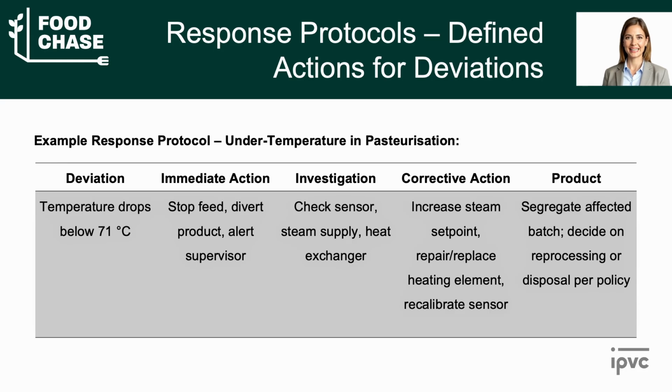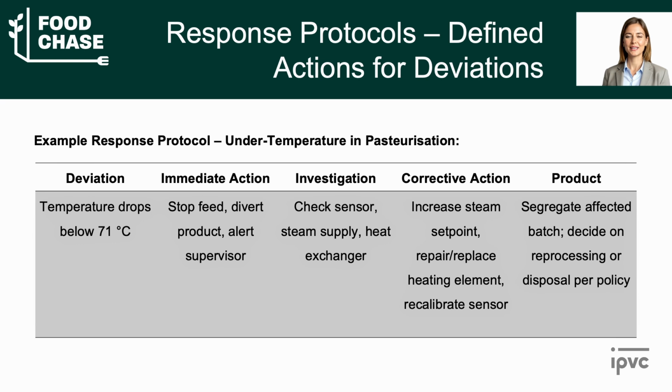Then investigate. Is the thermometer reading accurate? Check it against a backup thermometer or a calibration standard. Is the steam pressure low? Look at the steam supply gauge. Is the heat exchanger fouled? Maybe there is scale or biofilm reducing heat transfer. Once you identify the cause, you take corrective action. Maybe you increase the steam set point, or you realize the heating element is faulty and needs replacement.